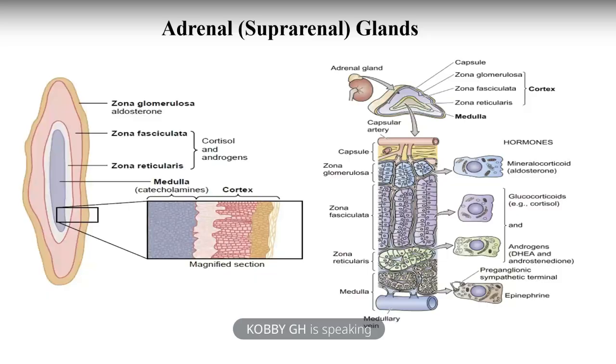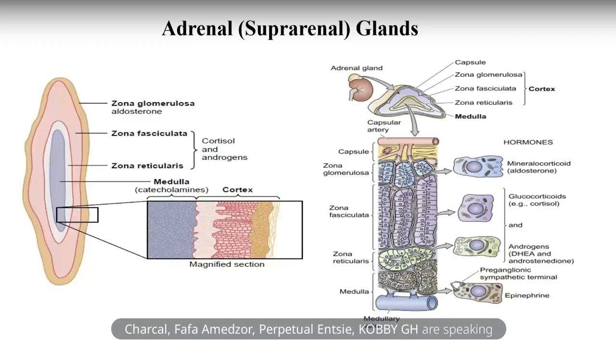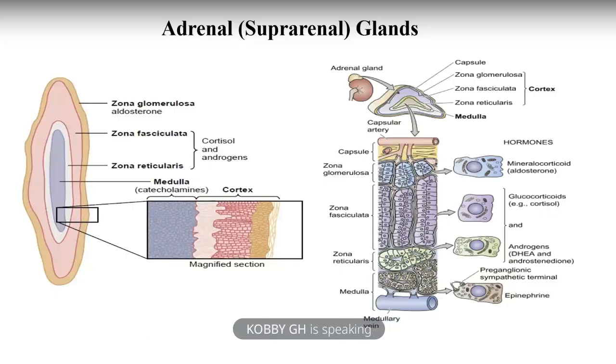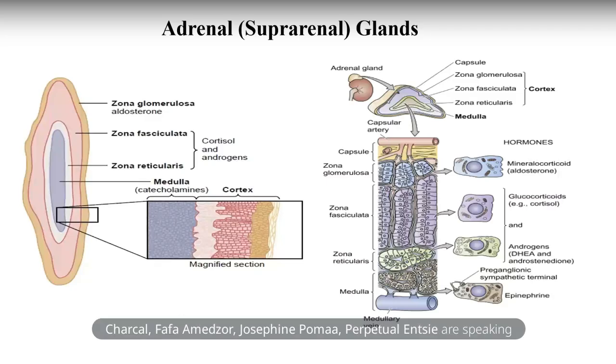Okay. Which portion of the adrenal cortex is closest to the adrenal medulla? What will be your answer? Zona reticularis. This is how beautiful anatomy is. So, okay. Which portion of the adrenal cortex is far away from the adrenal medulla? Zona glomerulosa.